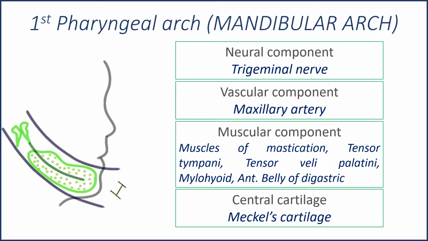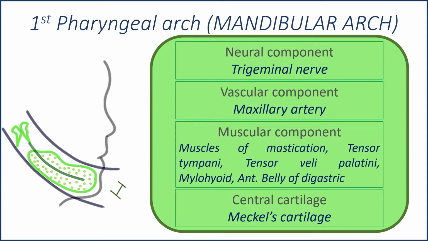Now let's have a look at its derivatives. The neural component of the first pharyngeal arch is the trigeminal nerve. The vascular component is the maxillary artery. Apart from this, the muscles derived from this arch include the muscles of mastication, tensor tympani, tensor veli palatini, mylohyoid muscle, and the anterior belly of digastric. And the principal cartilage of this arch is the Meckel's cartilage, which plays a very vital role in the mandibular morphogenesis, and therefore it is also referred to as the primary lower jaw.